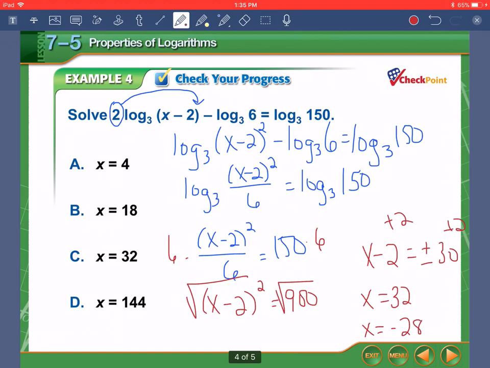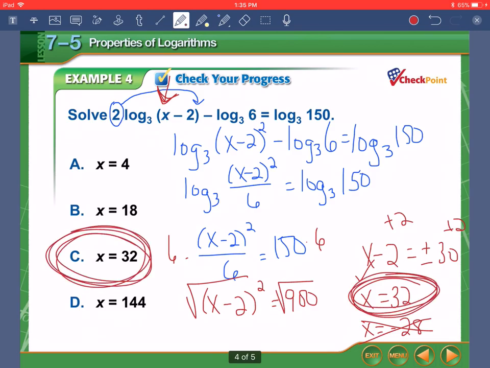But I have to go one step further and make sure that I'm not taking the log of a negative number. So if I were to plug in positive 32 in for x, I would do 32 minus 2, which is 30, and I can take the log of a positive 30, so that's good. However, when I plug in negative 28 minus 2 is negative 30, and I can't take the log of a negative 30. So positive 32 is my one and only solution. And that is it for properties in solving logarithms.